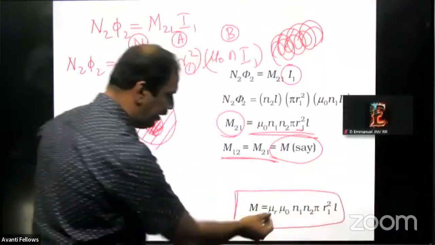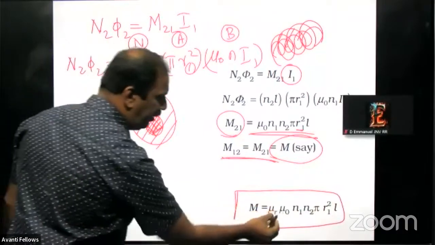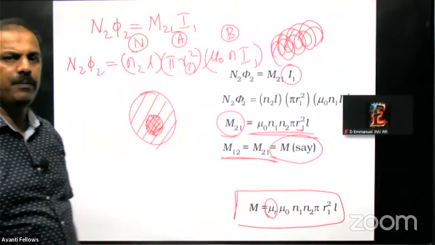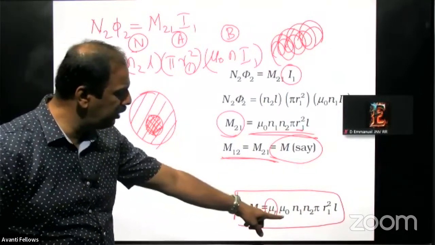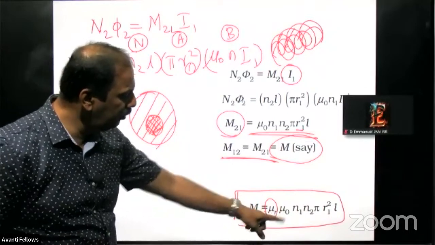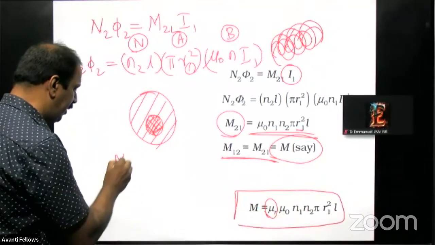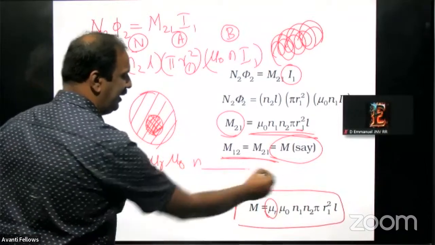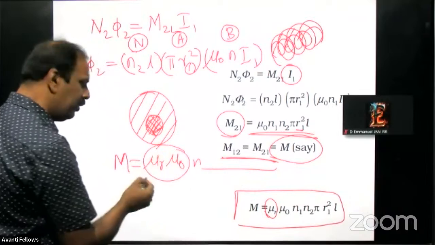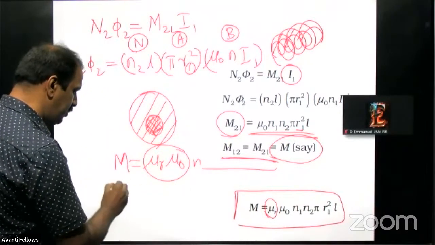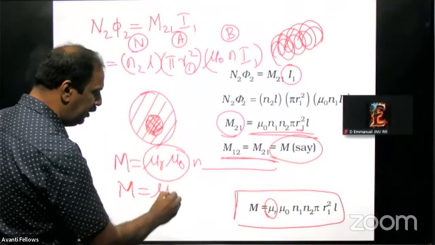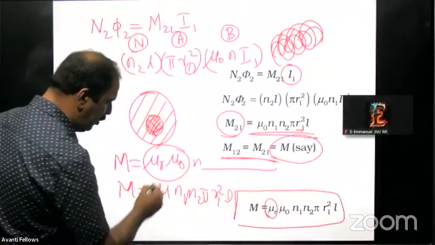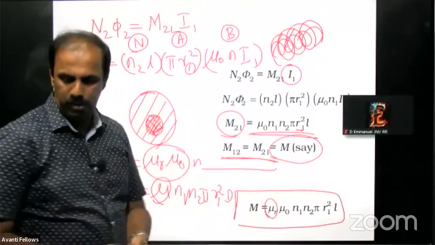You see here, previously we had mu naught. Here we have mu r, which is the relative permeability. So you have to replace this mu with mu r into mu naught. That is, M will become mu r into mu naught, and the remaining thing is the same. This one can be replaced as mu also. Sometimes we can write M is equal to mu into N1 N2 pi into R1 square into. What is this mu? Mu is mu r into mu naught.